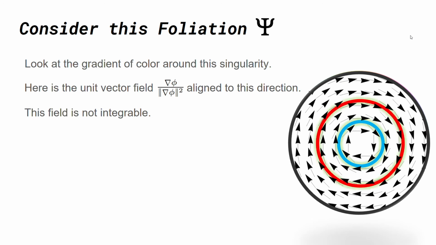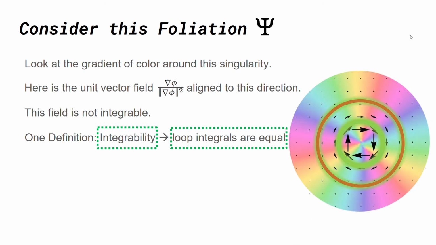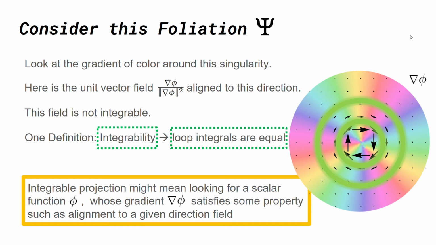Because another definition of integrability is that your loop integrals must agree. And in this case, a unit integral around the loop is always the same, but the length of the outer loop is longer than the inner loop, so the integrals are clearly not the same. However, this rescaling of that unit field is integrable, and so this is now a different notion of integrable projection. Here we're looking for a projection that didn't change the input field direction.